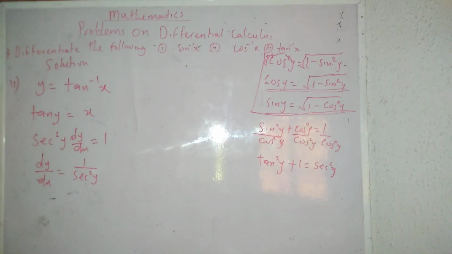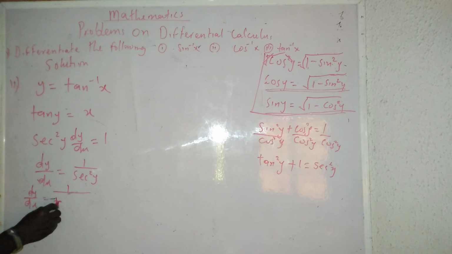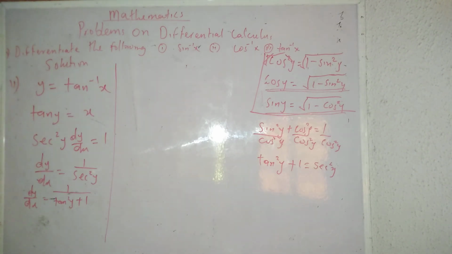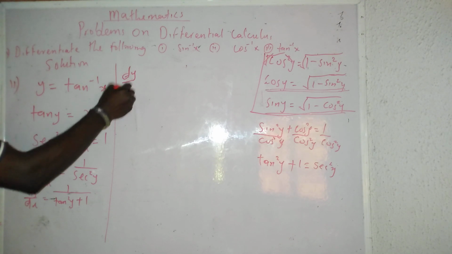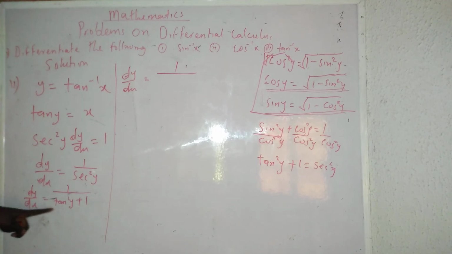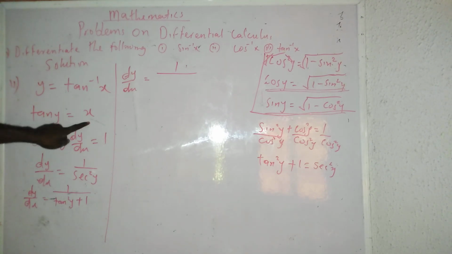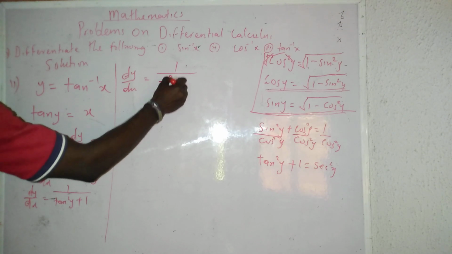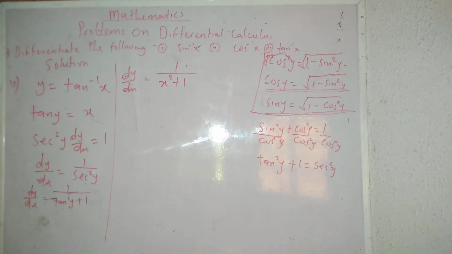Now, by so doing, my problem is half solved. I can answer that dy/dx equals 1 all over tan squared y plus 1. What is my tan? My tan is x, so dy/dx equals 1 divided by x squared plus 1. That is my final answer.